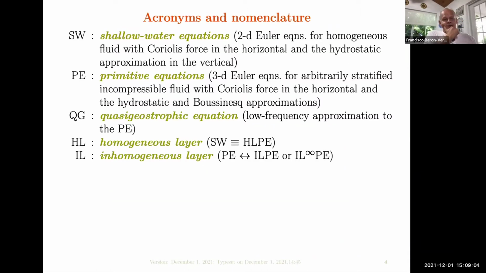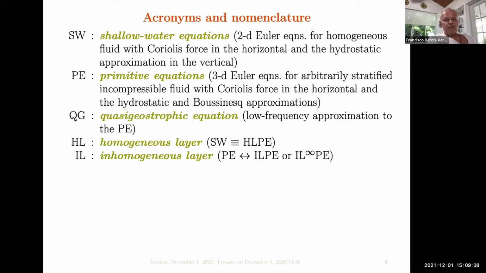Okay, acronyms. This is a presentation that I give to a non-expert audience, but it's important to fix some notation. SW is shallow water, and you know what the shallow water equations mean. P is primitive equations, QG is quasi-geostrophy, HL is homogeneous layer. So a shallow water model will be a homogeneous layer primitive equation model, HLPE. And IL is going to be inhomogeneous layer.